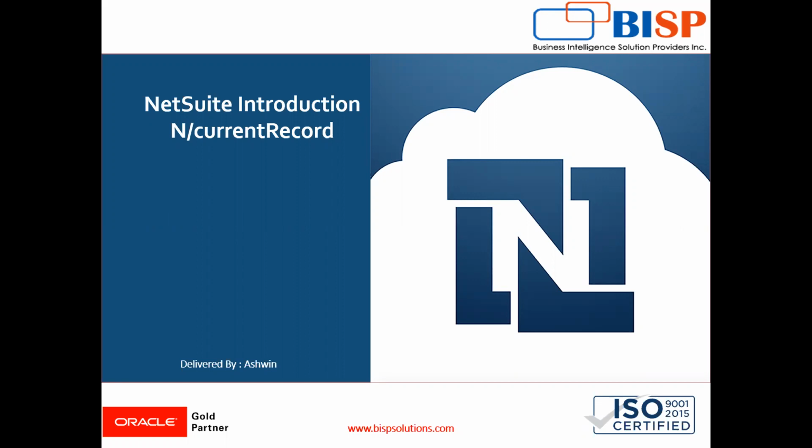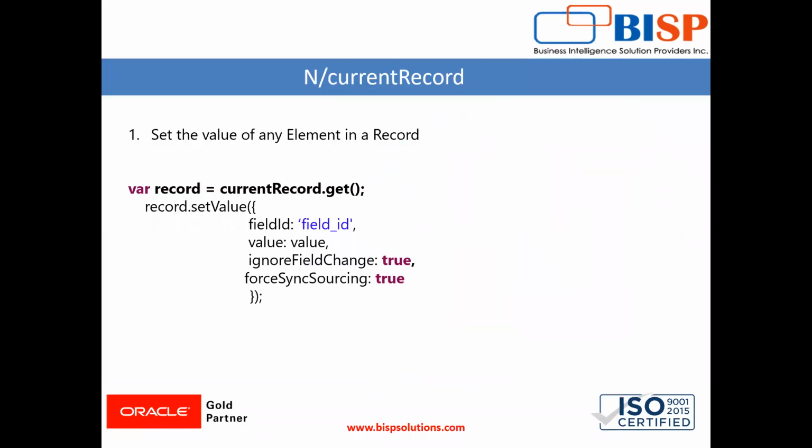Now in today's video, I'm going to show you how to use N/currentRecord. N/currentRecord is used to populate any value at the time of form fill. For example, I have a form and I want a certain value to be pre-filled at the time of form filling. There is one more method, that is the user event.